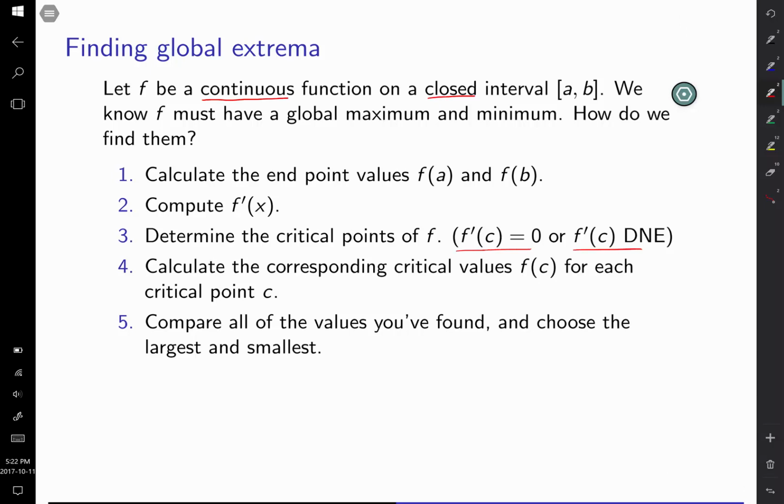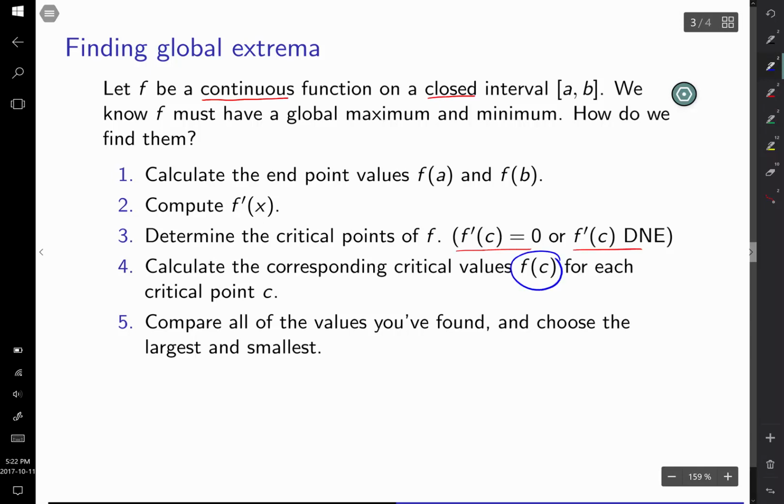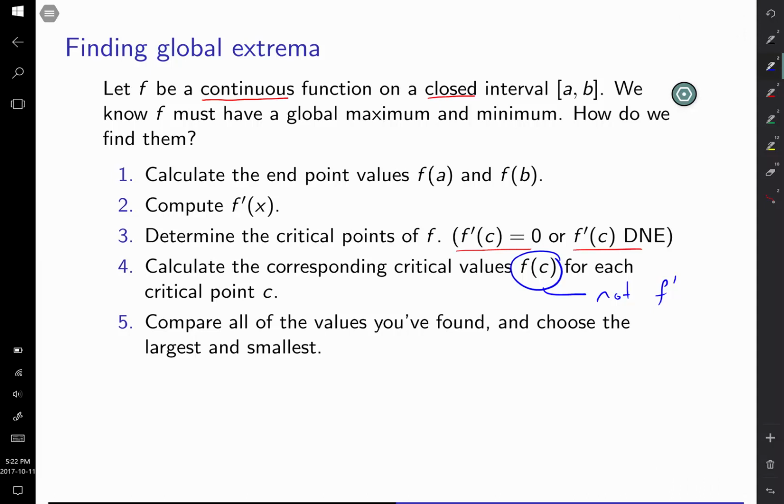Once we've got the critical points, we calculate the corresponding critical values. So we take our critical points that we found, we plug them back into the function. And be careful here, right? The critical values are calculated using the original function, not the derivative, right? We know what f prime of c is. It's going to be either 0 or undefined. We don't care about that. We care about, at that particular point where the derivative is 0, what's the value of the original function.